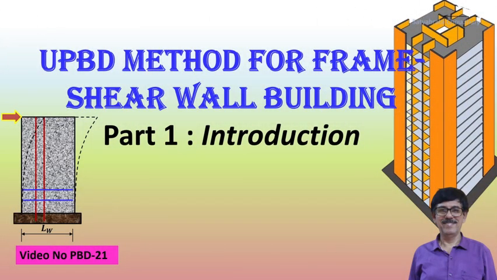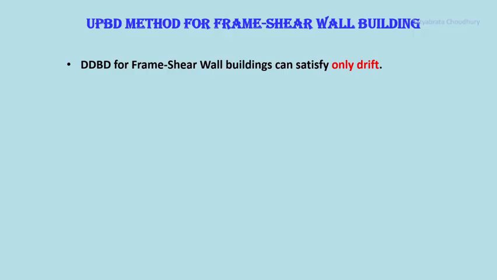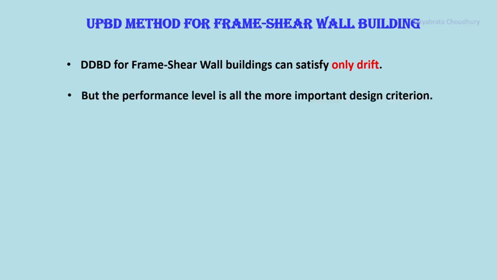Welcome back. After about a month, we are starting a new topic, that is unified performance-based design for frame-shear wall building. The direct displacement-based design for frame-shear wall building we had taken up earlier, and that had some limitation that we shall again focus. So direct displacement design for frame-shear wall building could satisfy only drift as the target performance criterion. But the damage level which is given by the performance level could not be accommodated in the design in the DDBD method for frame-shear wall system.